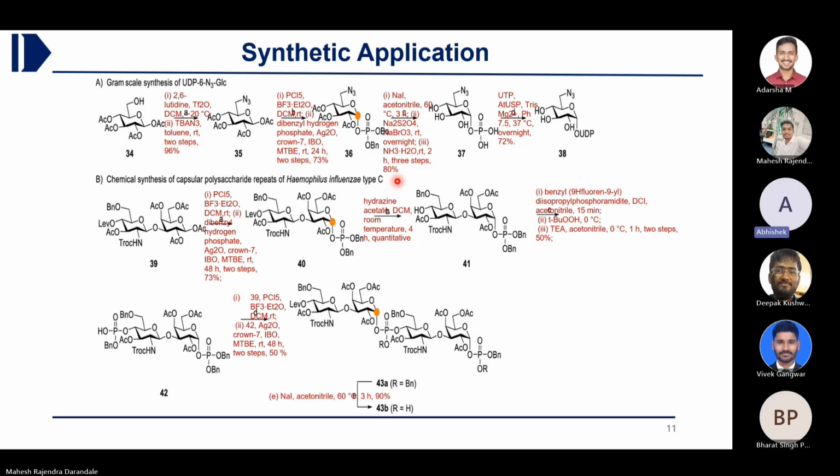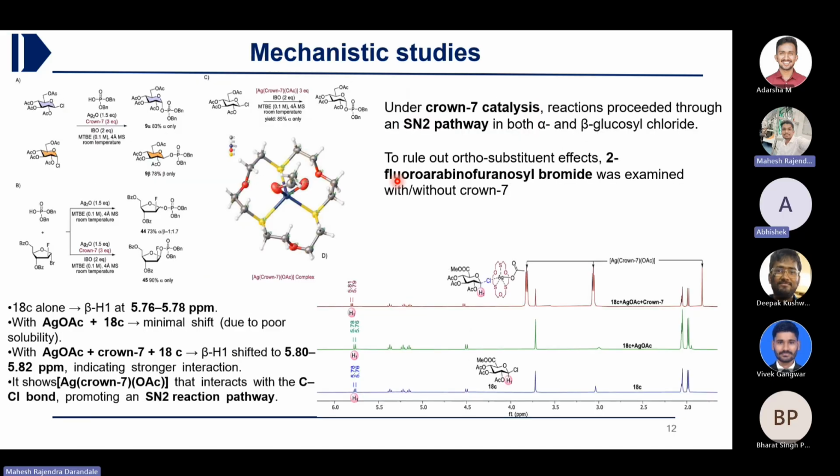Yeah, nice presentation, Mahesh Bhaiya. Thank you. I have a little confusion in your NMR slide. Please go to that slide. Here you are saying something about shifting. Can you please explain again?